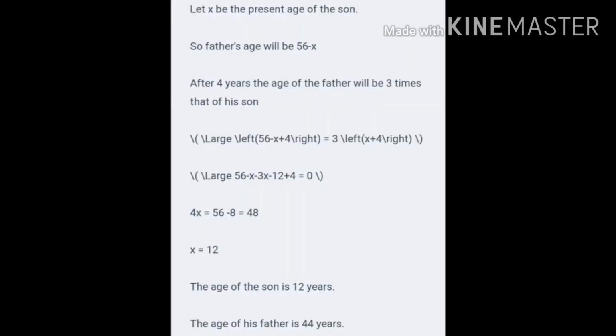So let x be the present age of the son. So the father's age will be 56 minus x. After 4 years, the age of the father will be 3 times that of his son. So 56 minus x plus 4 is equal to 3 into x plus 4. So 56 minus x plus 4 minus 3x minus 12 is equal to 0. 4x is equal to 56 minus 8, which is 48. x is equal to 12. The age of the son is 12. The age of the father is 44.